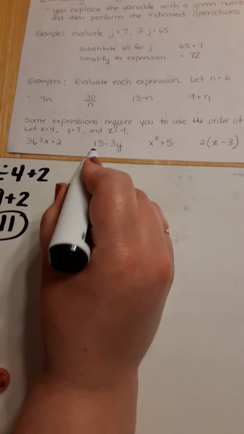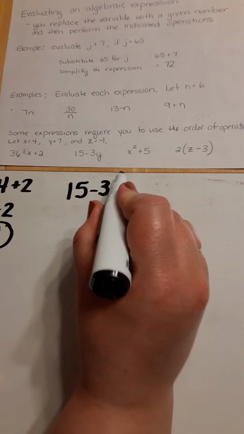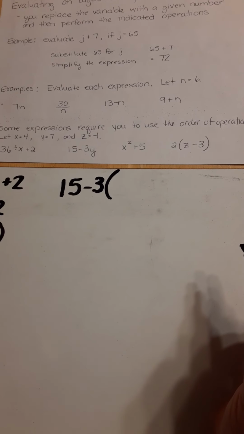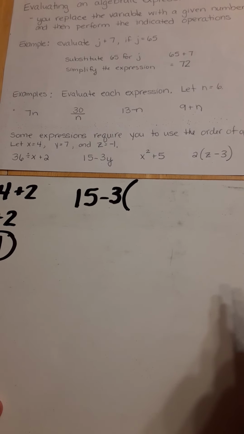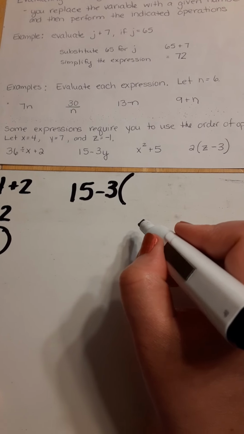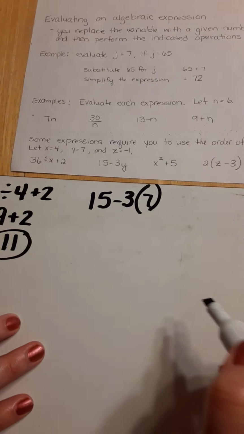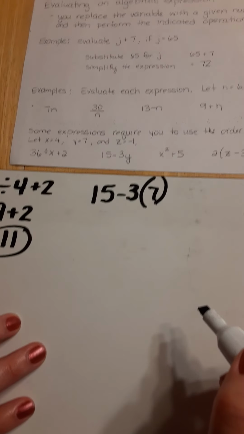Here, for this example, I have 15 minus 3y. Now remember that 3y is side by side, so it means multiplication. To make it easier for myself, I'm going to put parentheses there, reminding me to insert my 7. They're side by side, so I know I need to do multiplication.